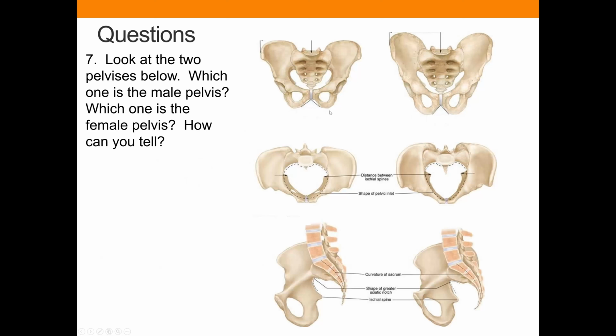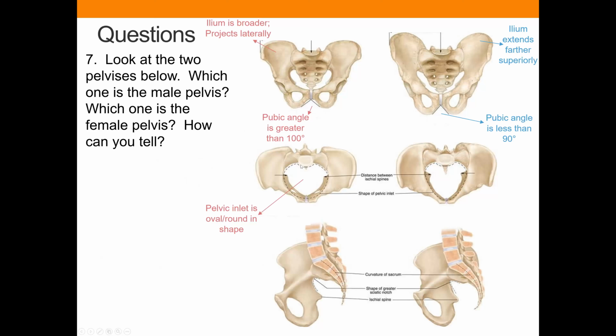All right, let's look at this one on the top left. We can see that the ilium is broader and projecting more laterally, whereas on the top right, the ilium extends farther superiorly and it's more narrow. We can also see on the left that the pubic angle is greater than 100 degrees. That's the angle between the two pubic bones. On the right side, the pubic angle is less than 90 degrees.